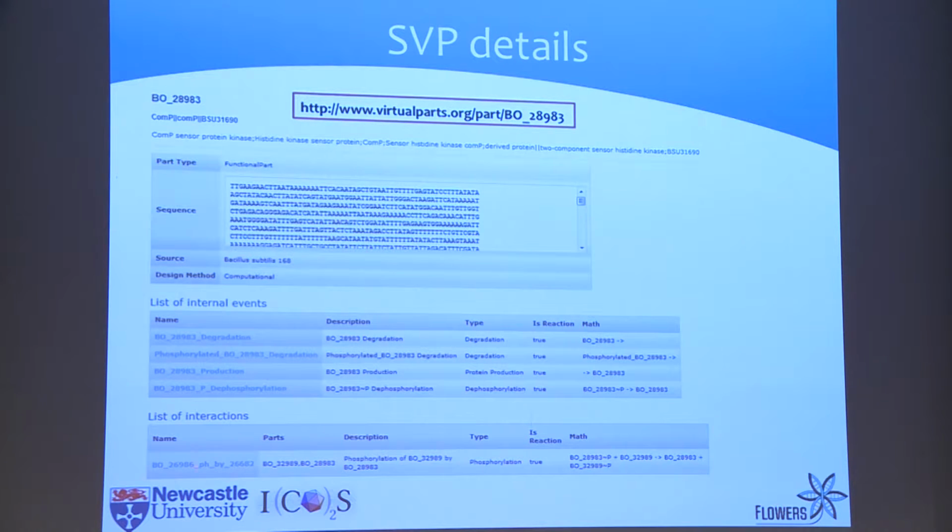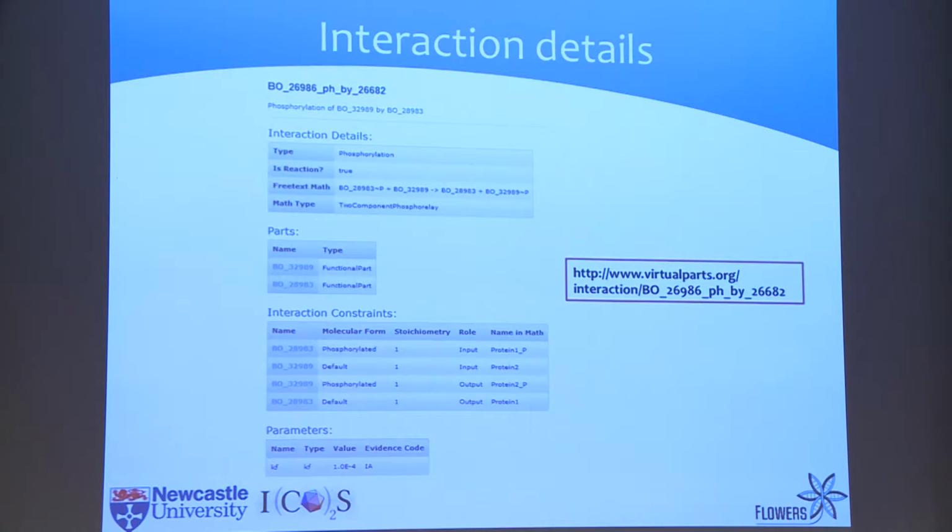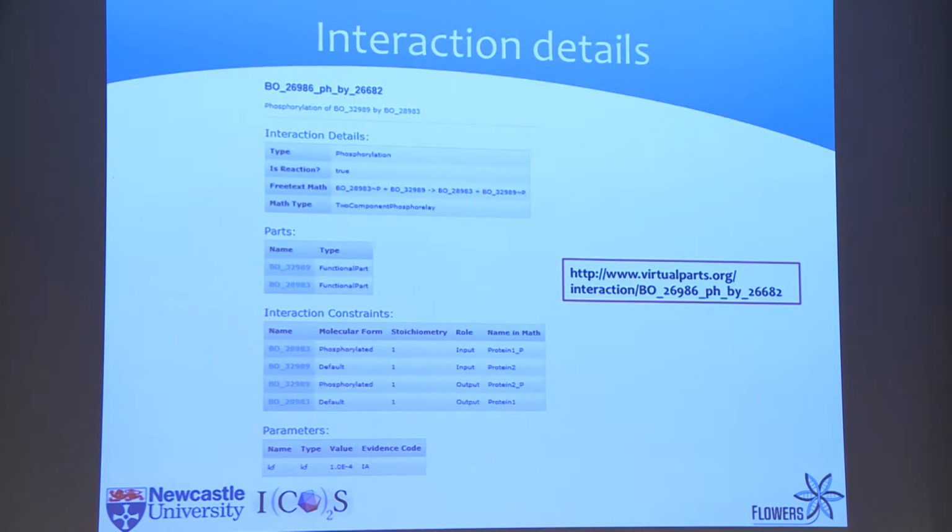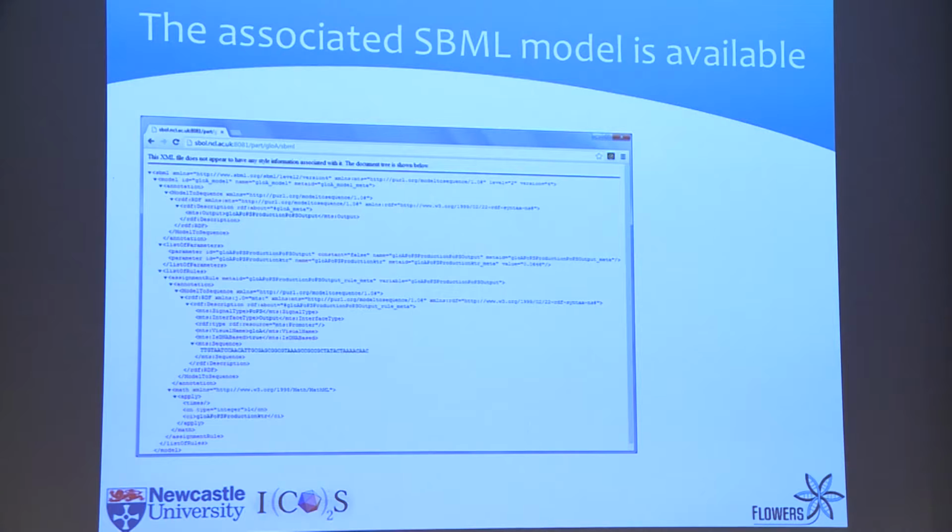When you click on this interaction link, you can then see its details: its phosphorylation, its free text form, the participating parts in this interaction, and some interaction constraints. Typically, these constraints are molecular forms of participating parts and their stoichiometries. This information is available for humans, as you see, but we want to use the same information in computational design, so the models for parts or interactions are available in standard modeling languages.